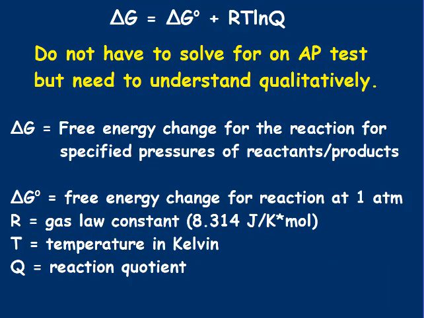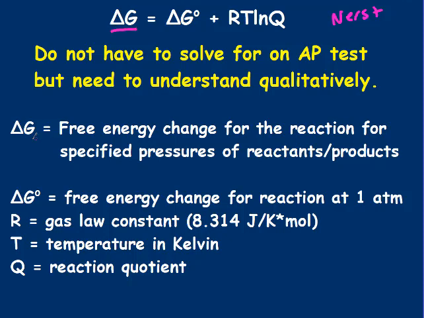Another equation that we can use is this equation here, which is referred to as the Nernst equation. You do not need to solve for the Nernst equation on the AP test, but you do need to be able to understand it qualitatively. And as of now, the Nernst equation is on the formula chart.